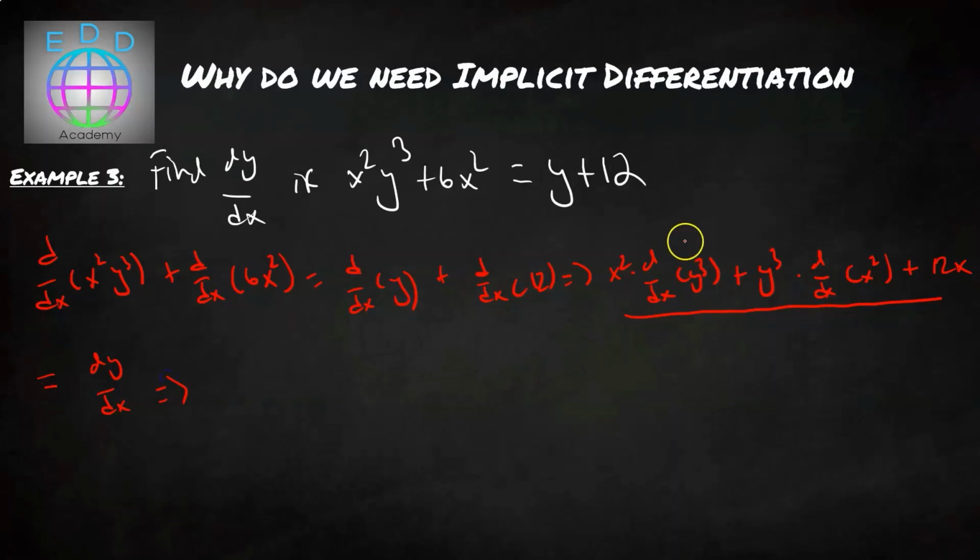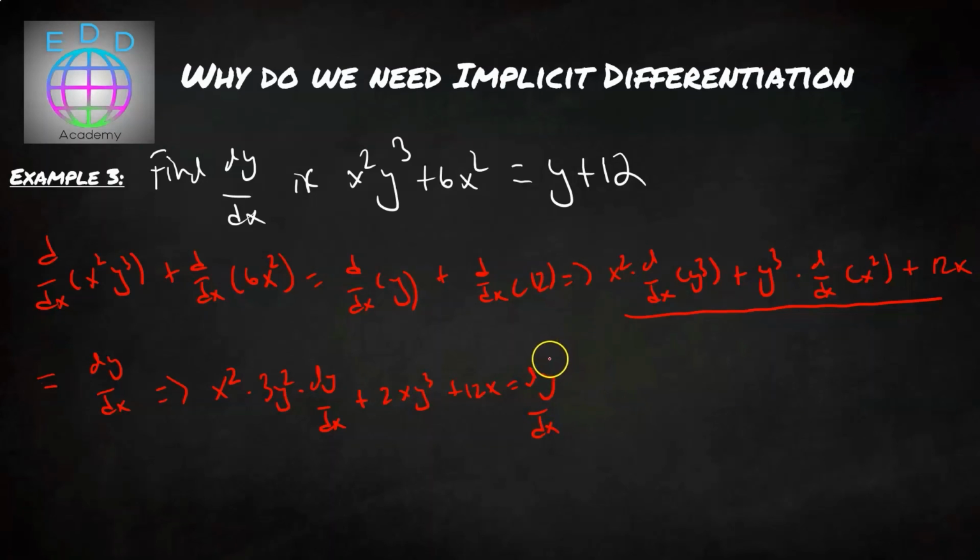If we take the derivatives of the rest of the terms in the product rule, we have that x squared times, so the derivative of y cubed is 3y squared, and we have that extra dy dx term at the end, so 3y squared times dy dx plus y cubed times the derivative of x squared. The derivative of x squared is just 2x, so we have plus 2x y cubed plus 12x equals dy dx.